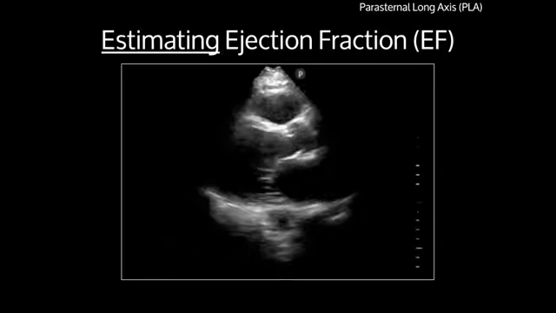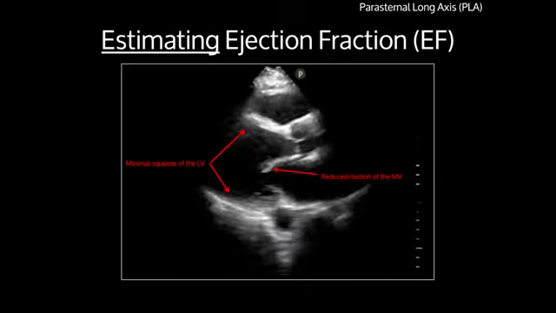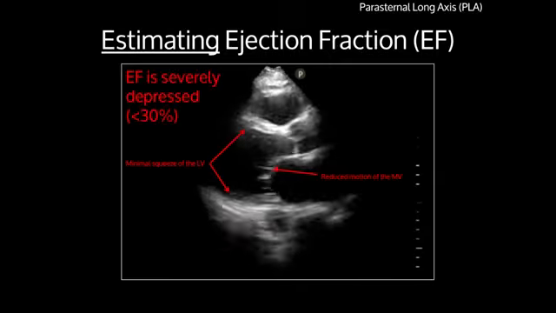In this image, there's very little motion of the mitral valve leaflets and hardly any squeeze of the ventricles at all. This is a sick heart with an ejection fraction of probably less than 30.